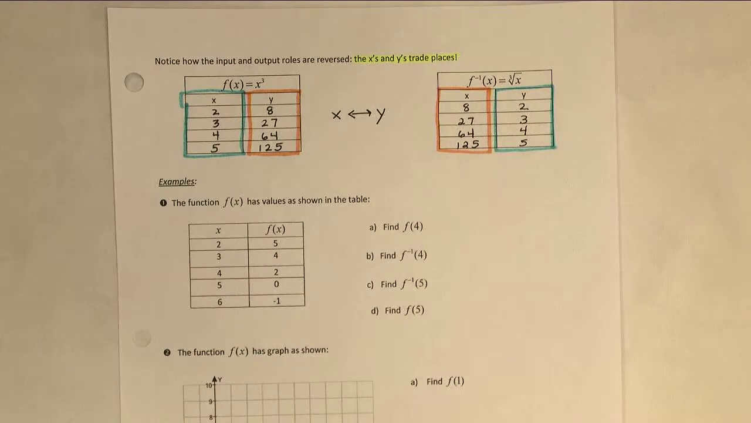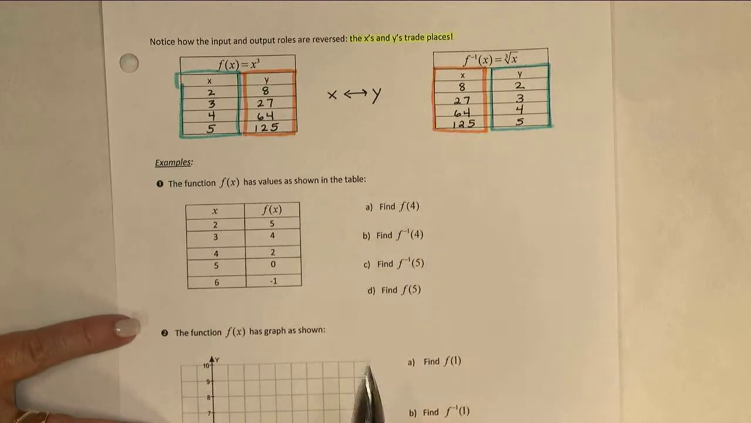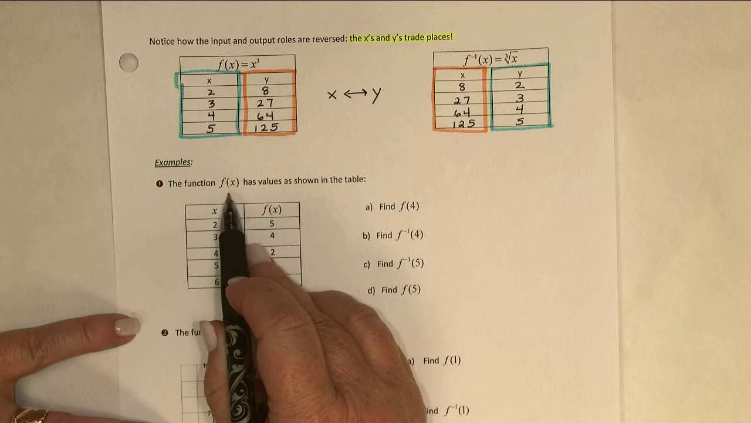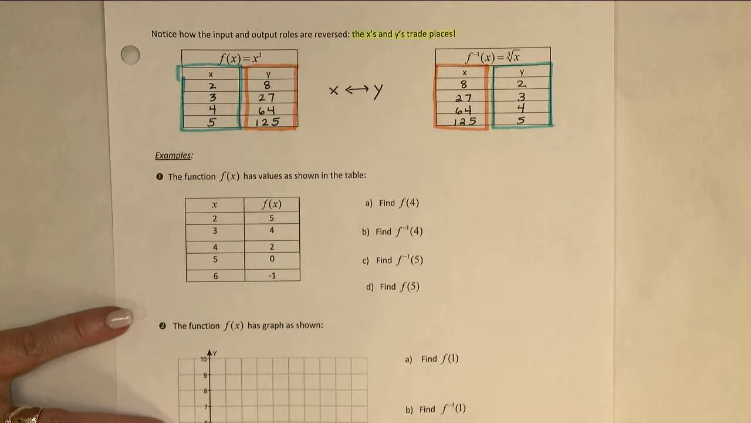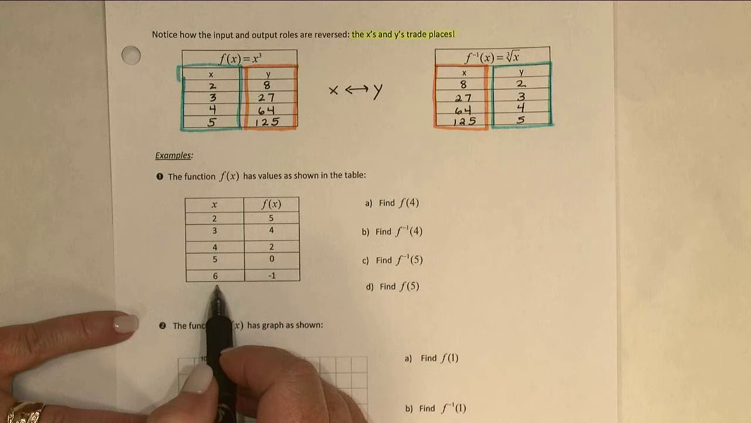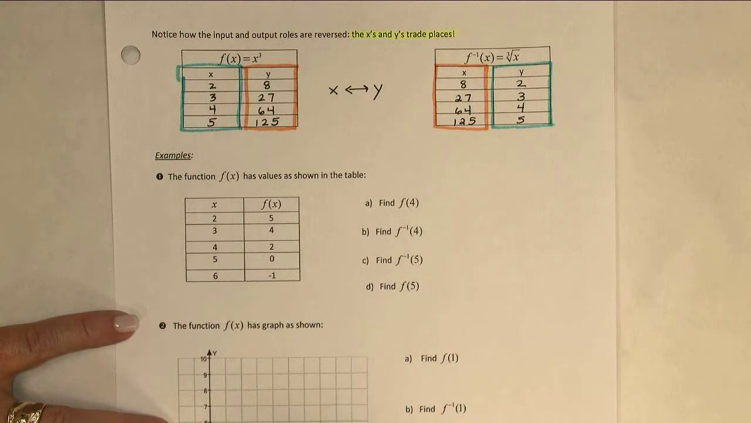I could use that fact to go to an unknown function. We have some function f of x, whose equation or formula I have not given you. Instead, I've given you a table of values. For these x values, here are the f of x or y values. I'm now going to ask some questions about both f and f inverse.